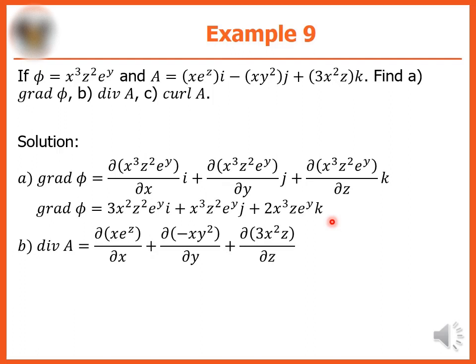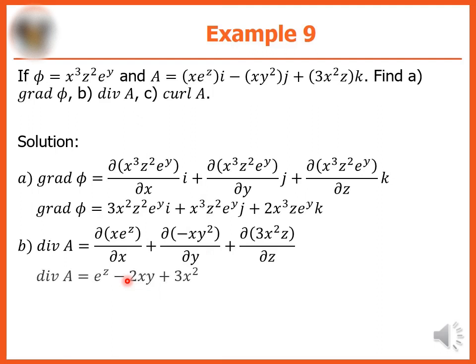And then the divergence of A, so we have the partial derivative of A sub x, which is x e raised to z, with respect to x, plus the partial derivative of A sub y. Your A sub y is negative xy squared, so that's with respect to y. And then the partial derivative of A sub z, which is 3x squared times z, with respect to z.